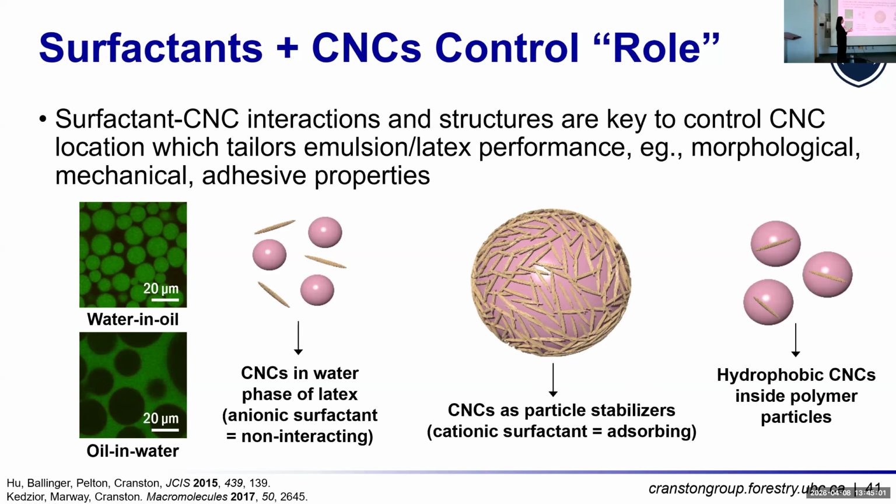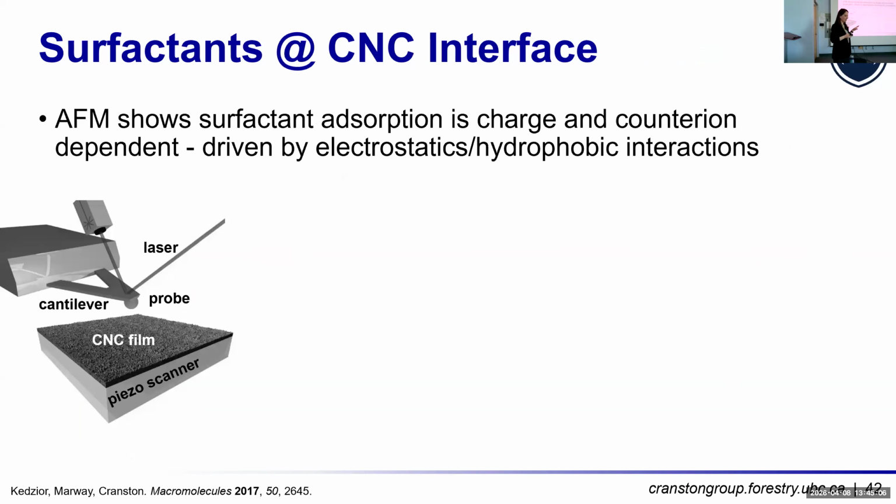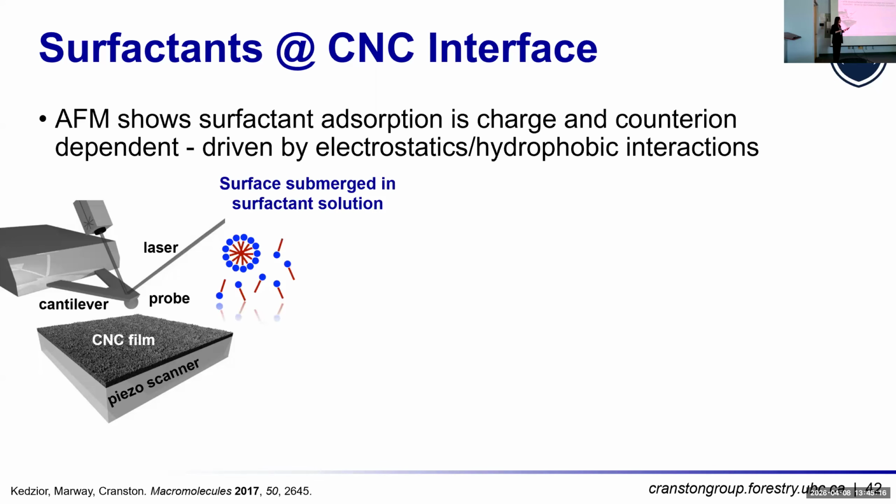But what we really wanted to know is the interaction between the cellulose and the surfactants. So in this case, we went back to AFM to do some force measurements. Now we have a cellulose film and a probe, and the whole thing is immersed in surfactant. So a cationic surfactant with an anionic probe and an anionic surface.